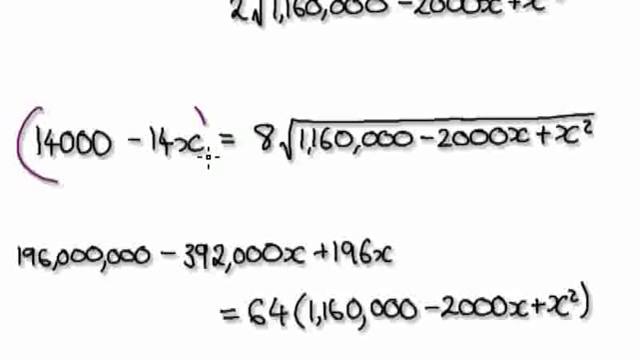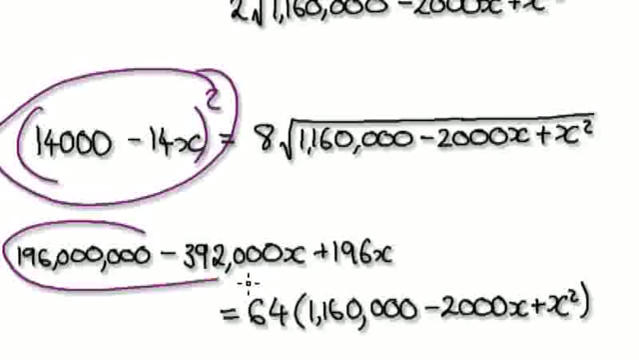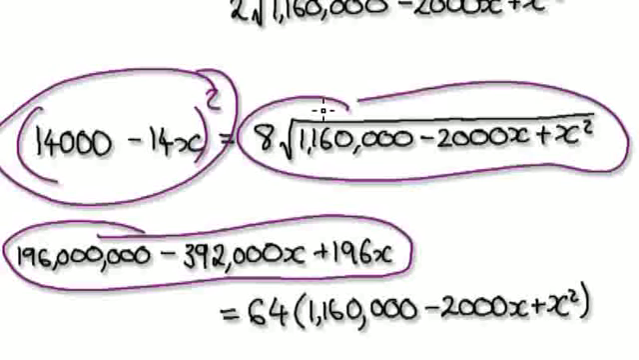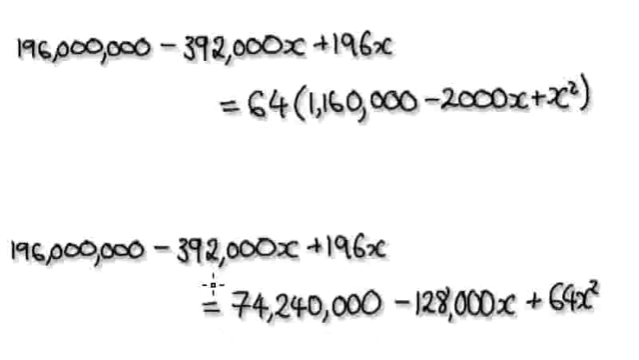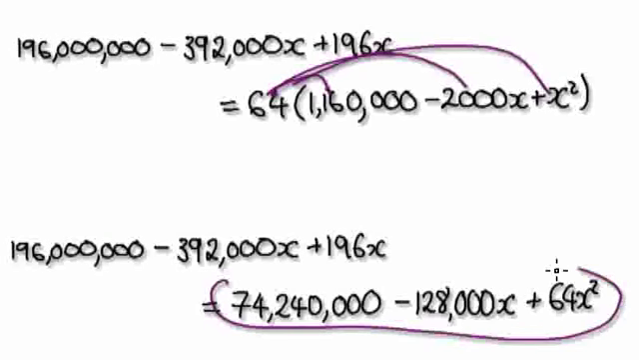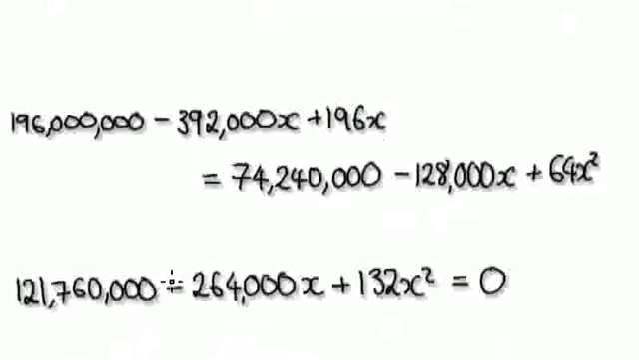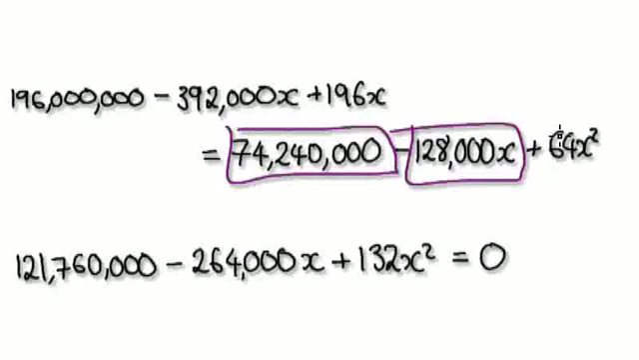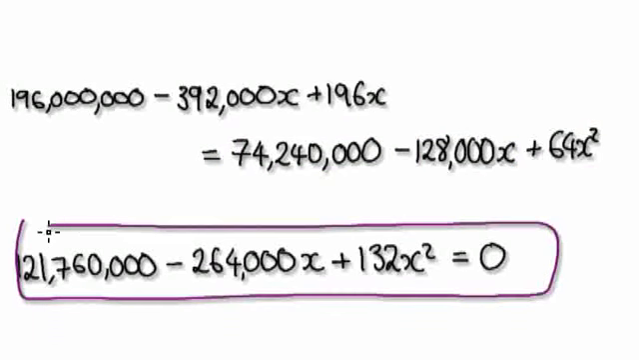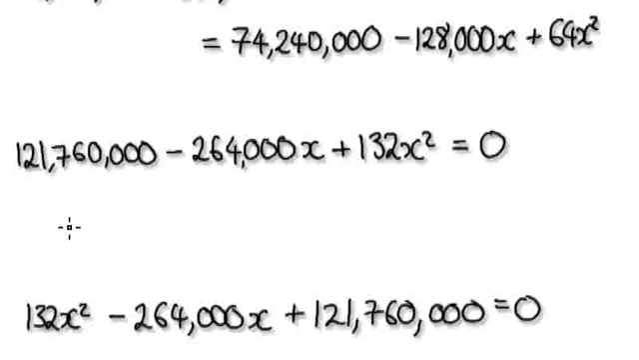Okay, so when you square this here, it will then give you this. Square this, it will give you this. Okay, and then multiply this out. That will then give you this, and then from here, take away this from both sides, and then later on add this to both sides, and then take away this from both sides. That will then give you this. So now it's just a matter of solving this quadratic equation.